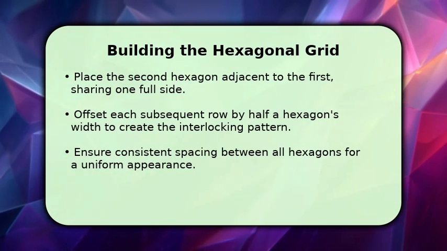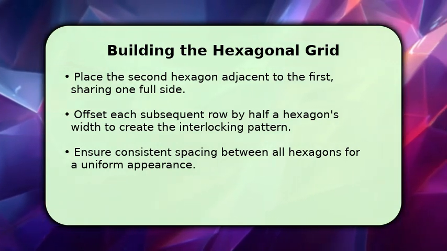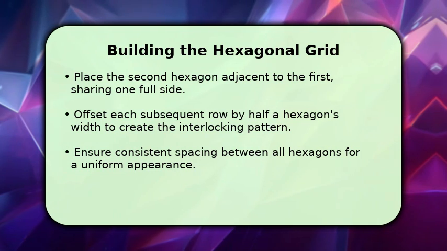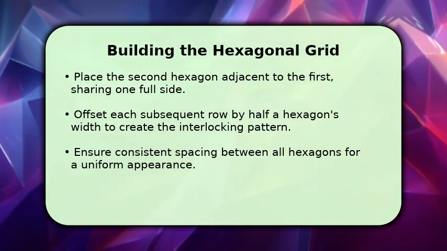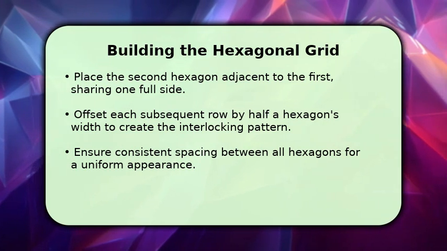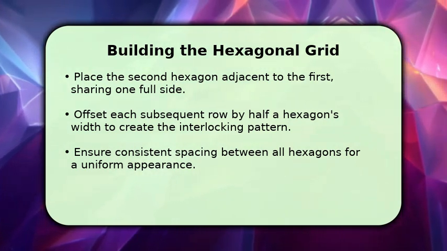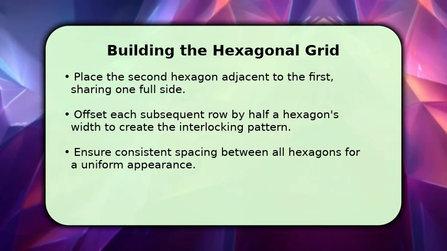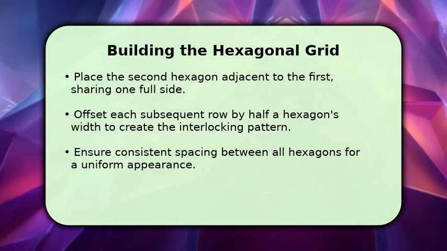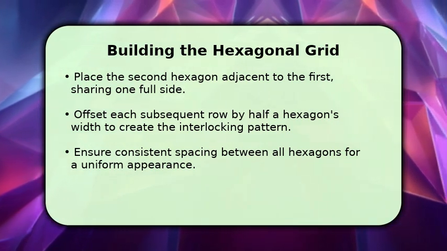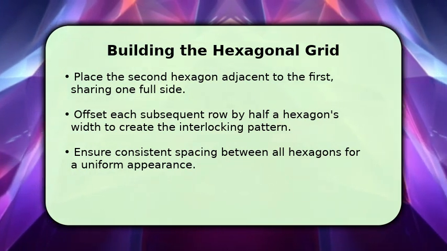With your first hexagon drawn, it's time to build the grid. Place your second hexagon directly next to the first, ensuring they share one entire side. For the next row, you'll need to offset it by half the width of a hexagon. This staggered arrangement is crucial for creating that classic, interlocking hexagonal pattern. Maintain consistent spacing throughout your design to ensure a visually appealing and uniform grid. Continue adding hexagons row by row until your desired grid size is achieved.